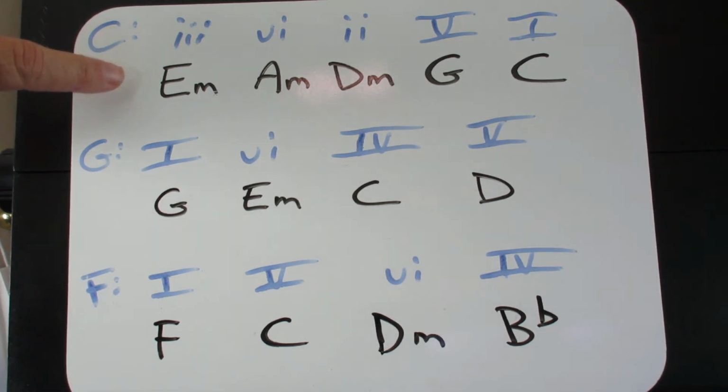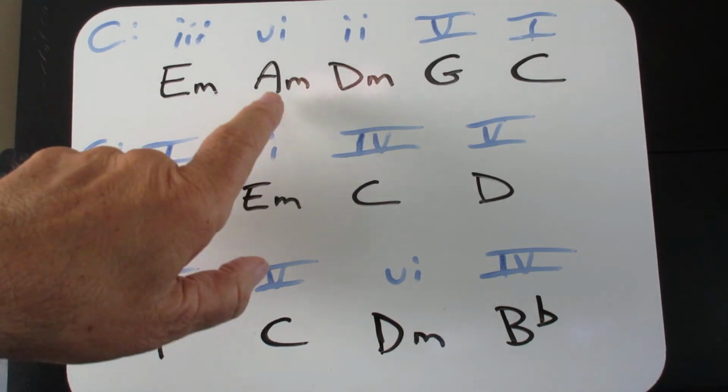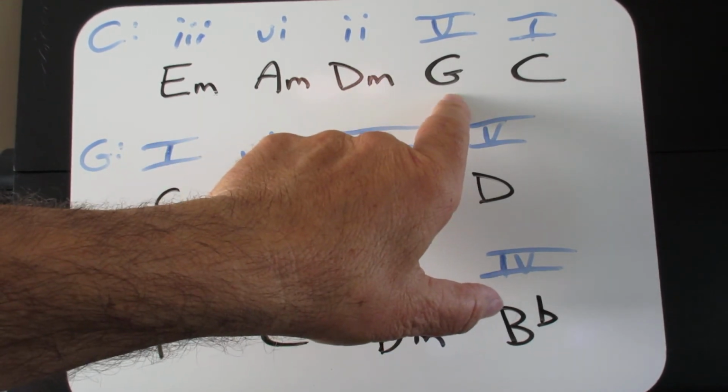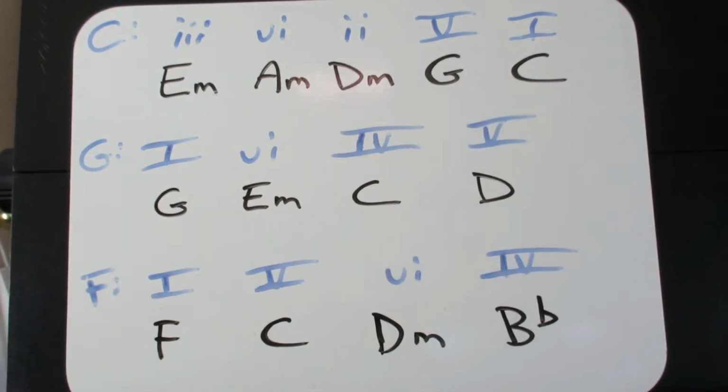In the key of C, the 3 chord is E minor, the 6 chord is A minor, the 2 chord is D minor, the 5 chord is G major, and the 1 chord is C major. That is a 3, 6, 2, 5, 1 progression in the key of C. Sounds like this. One more time. 3, 6, 2, 5, 1.